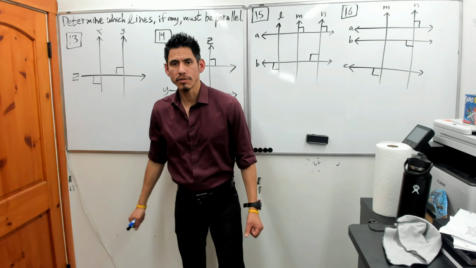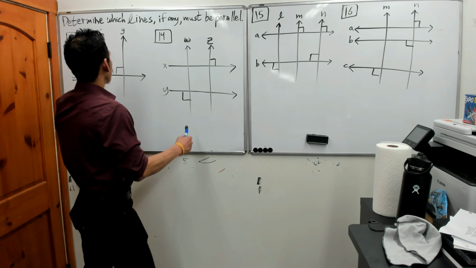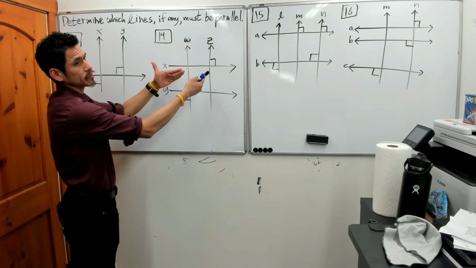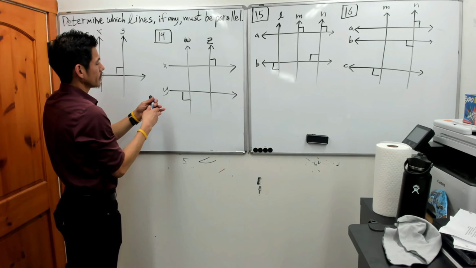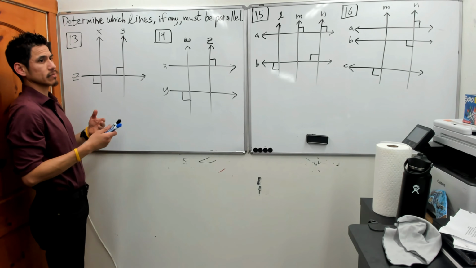All right, we're going to do some more geometry. In this problem, we're going to see if we can figure out which lines are parallel just from the symbols given. So let's start with problem 13.